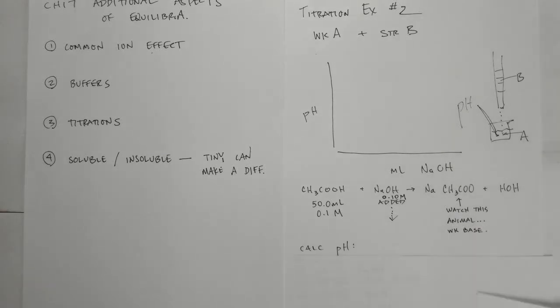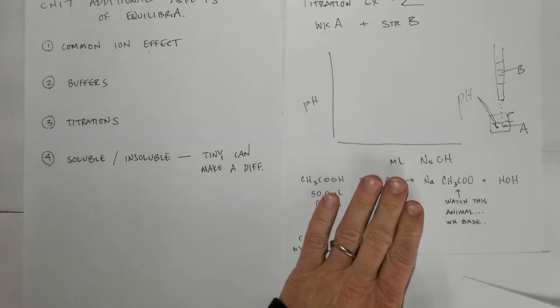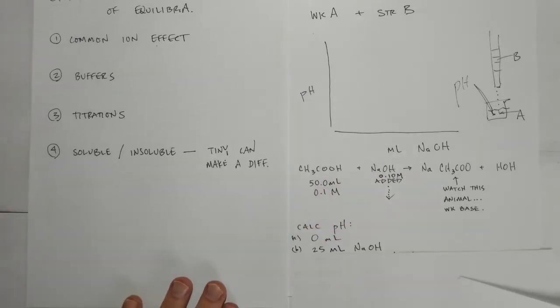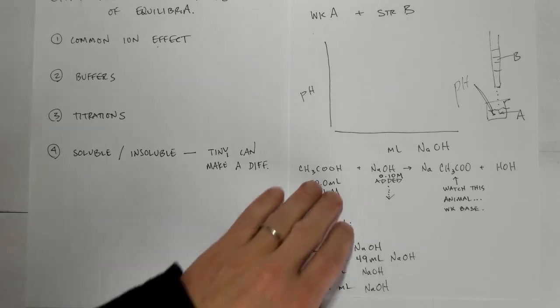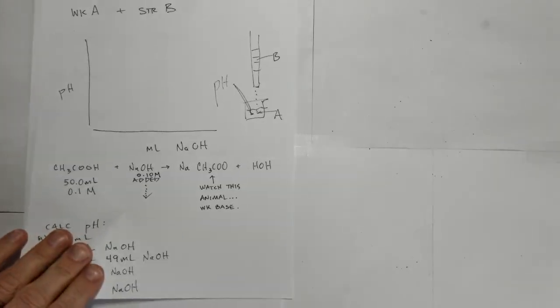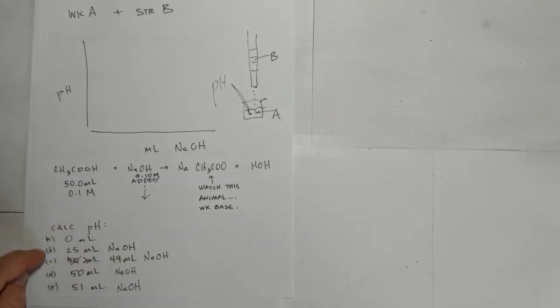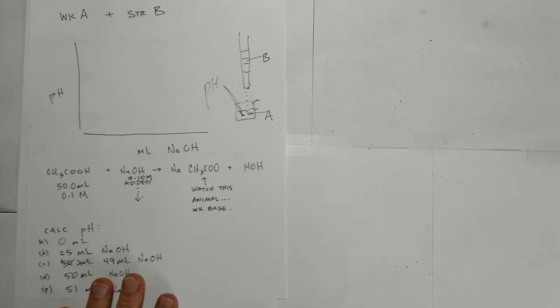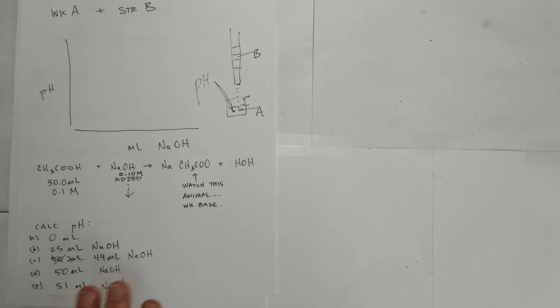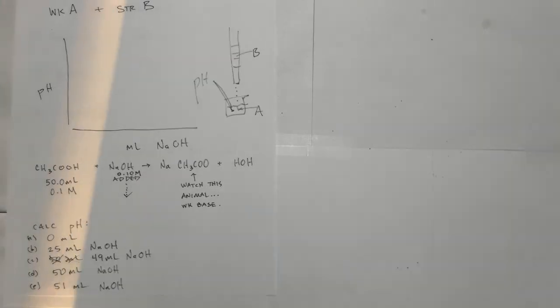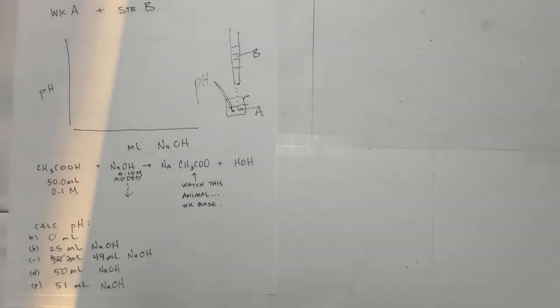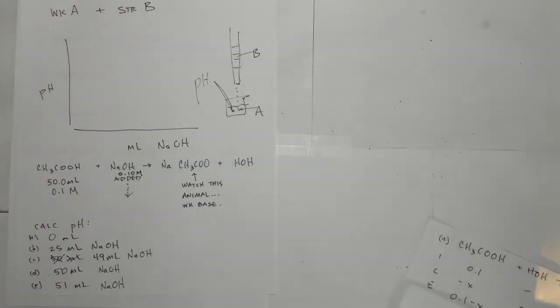First of all, calculate the pH when there's 0 milliliters. Second of all, calculate when there's 25 milliliters of NaOH added. Then when there's 49 added. And then when there's 50. And then when there's 51 added. So we're going to have 1, 2, 3, 4, 5 different experiments or 5 different calculations going on here. I'll keep this page up here and I'll graph the pH over here, and we'll do them stepwise, A, B, C, D, and E here in a row.